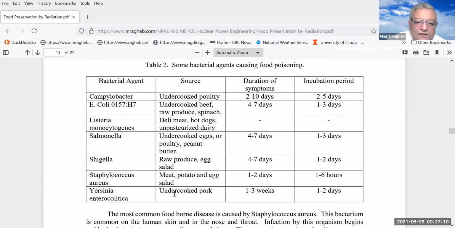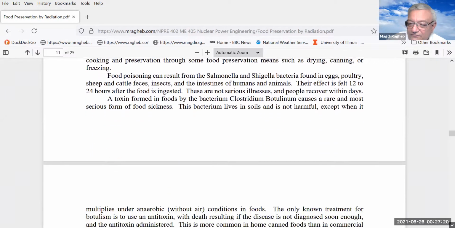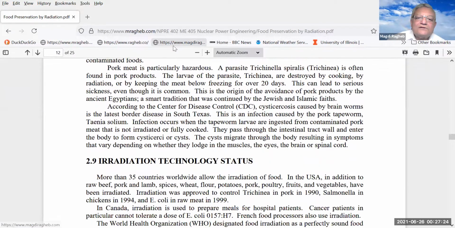Yersinia enterocolitica, undercooked pork, and that can be very serious. It can last for 1 to 3 days of sickness. So maybe you may want to favor beef over pork in that case. Pork meat is particularly hazardous. It also contains a parasite, Trichinella spiralis. The abbreviation for it is trichinia. It is often found in pork products.